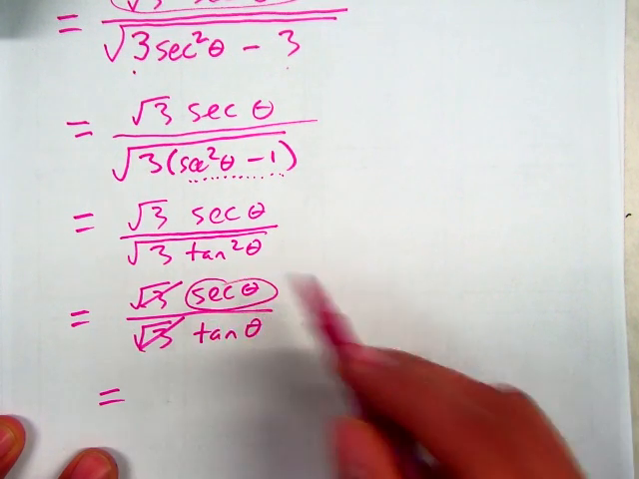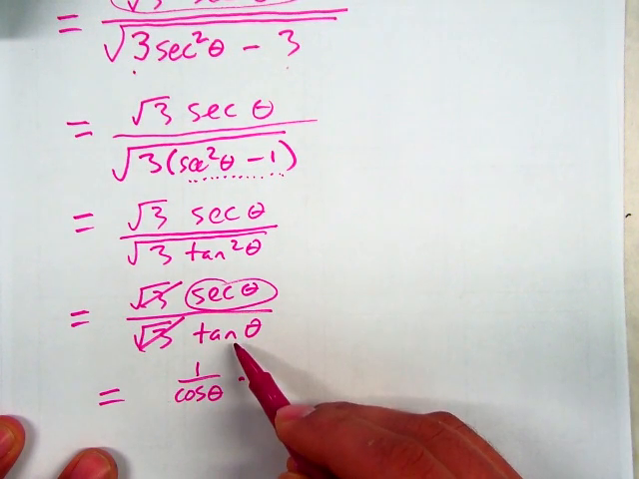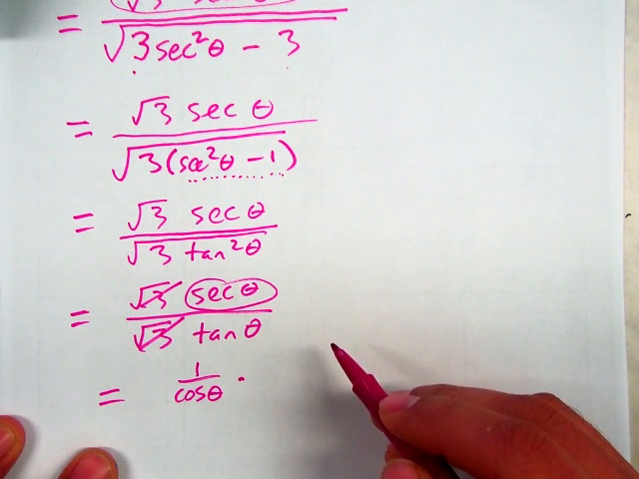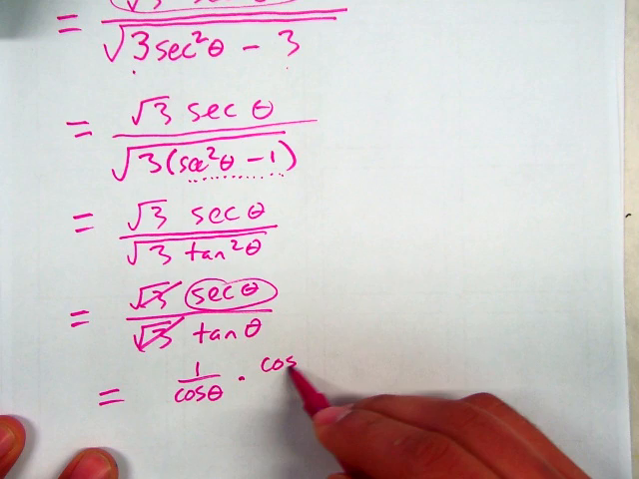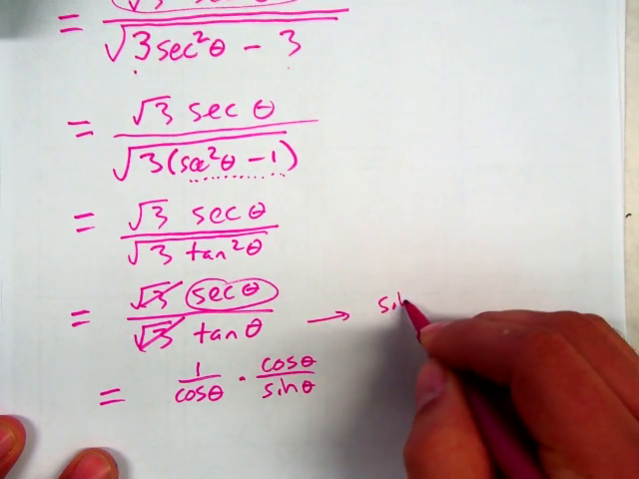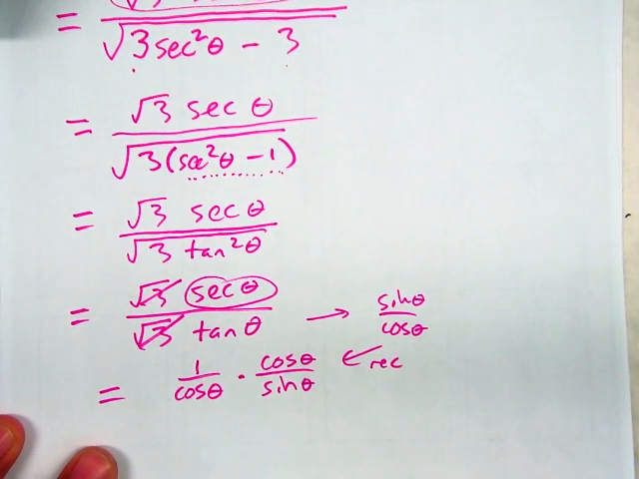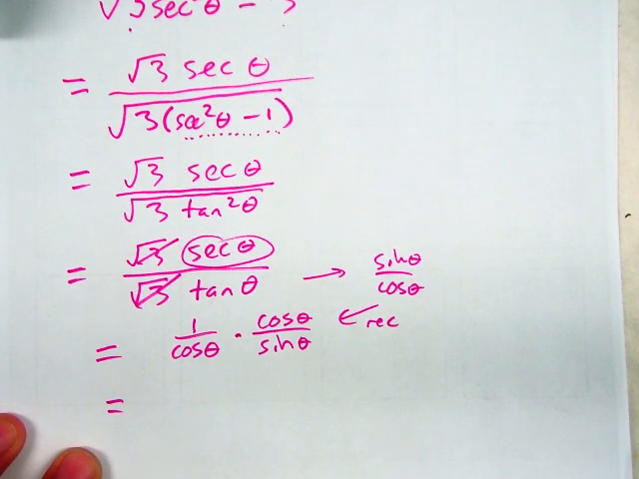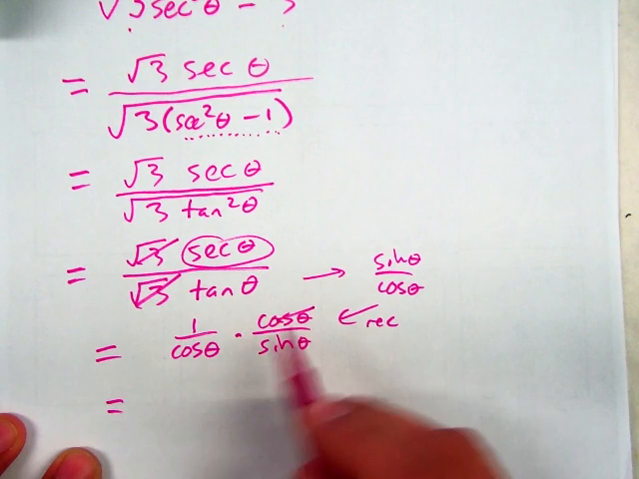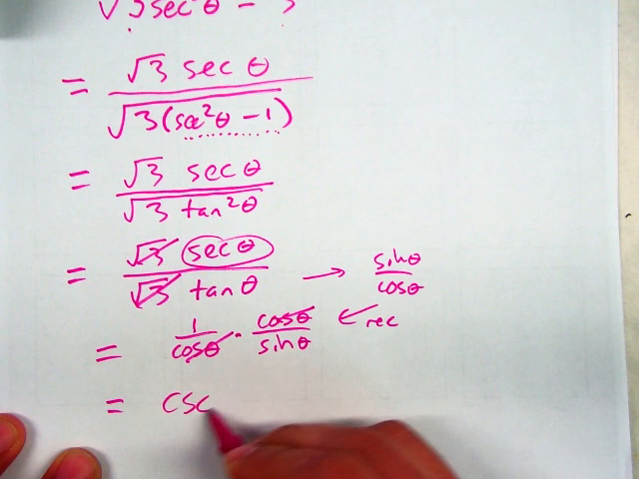So what's secant? 1 over cosine. Tangent is the same as sine over cosine, but we're going to multiply by its reciprocal. Cosine over sine. So tangent is sine over cosine, and then we do the reciprocal since we're going to multiply instead of divide. What happens next? Which means that the cosines cancel. What's 1 divided by sine? Cosecant.